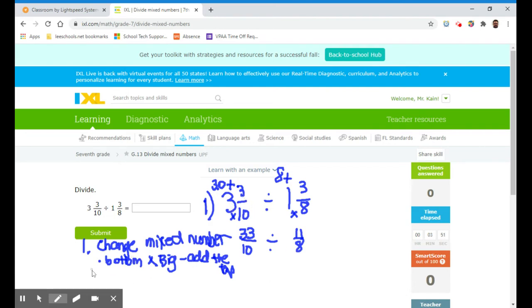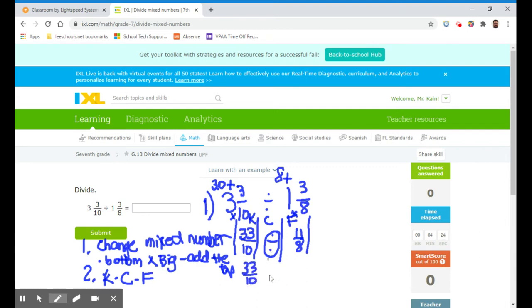Okay. Next, you're going to do keep, change, flip, KCF, right? It's Kentucky Chicken Fried for divide of fractions. Keep, change, flip. Let me show you. Ready? I'm going to separate it. We're going to do K, C, F. Keep, change, flip. That means we're going to keep this the same.